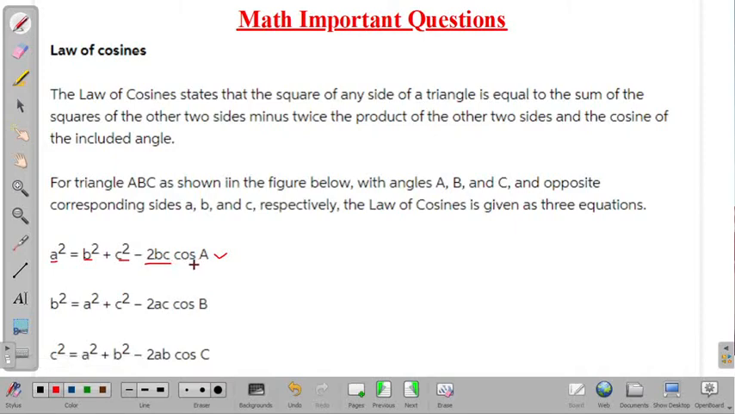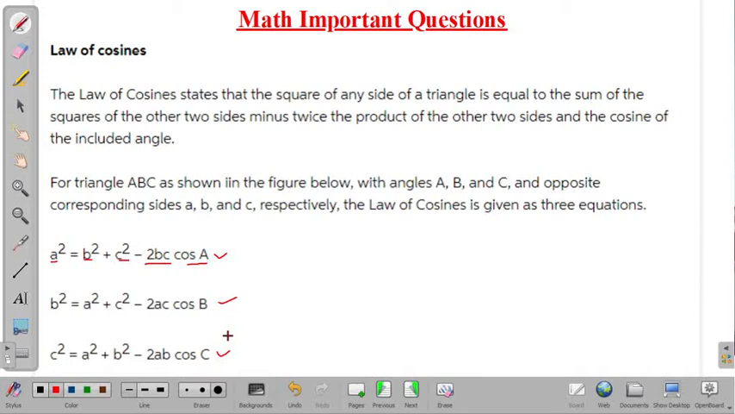If we see triangle ABC, the side lengths are given, so we can find cos A from here. Similarly, using the formula b square equal to a square plus c square minus 2ac cos B, which is also a cosine rule, we can find angle B. And from the third formula we can find angle C.